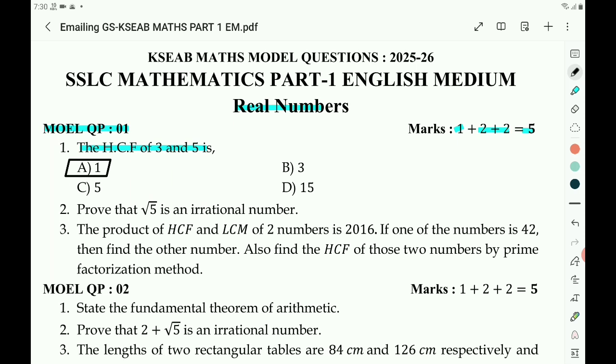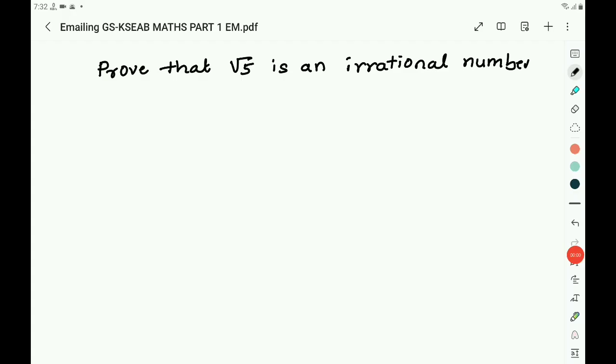Then second question, prove that root 5 is an irrational number. Now let us prove that root 5 is an irrational number. Let us assume to the contrary that root 5 is a rational number.